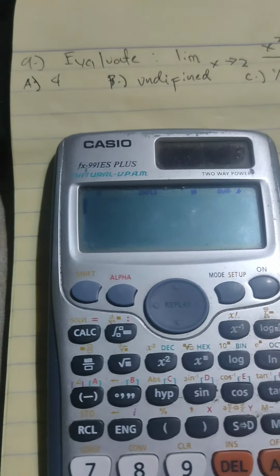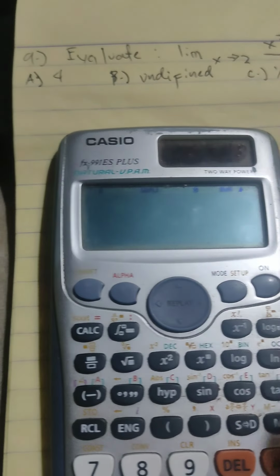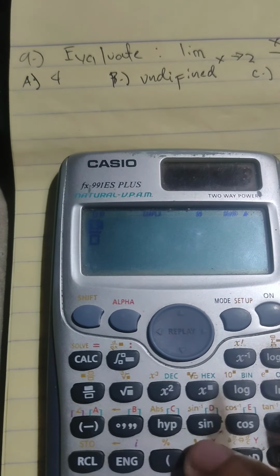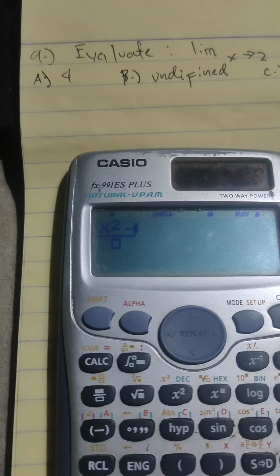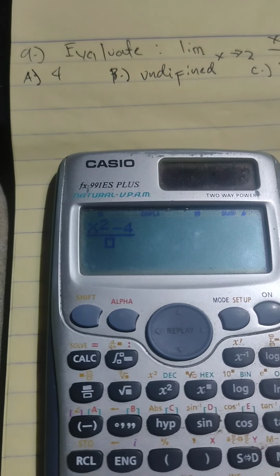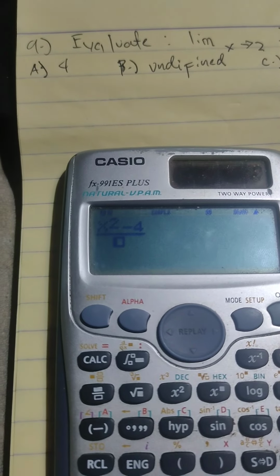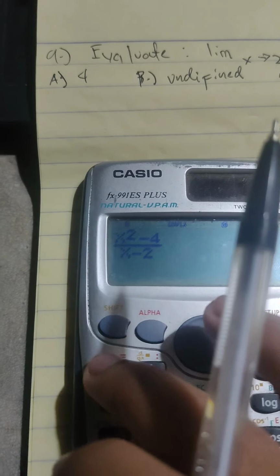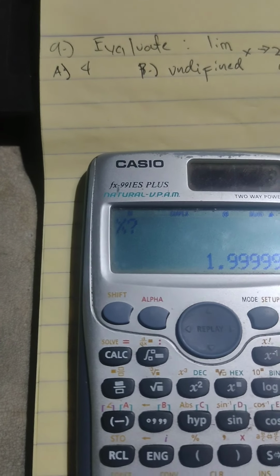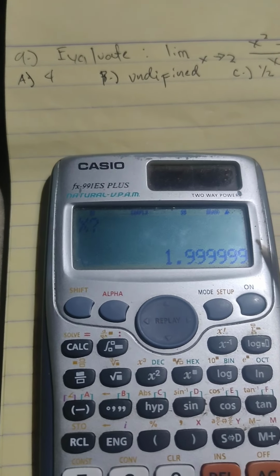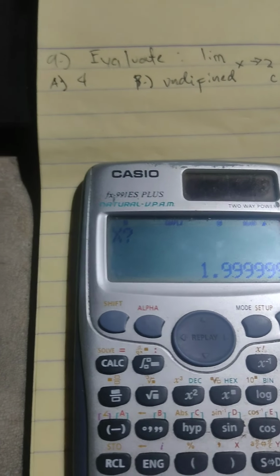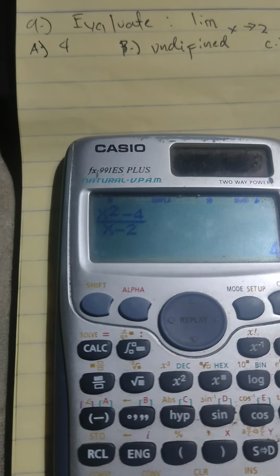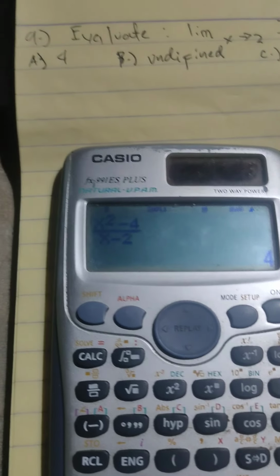So in number 9, evaluate the limit of x squared minus 4 all over x minus 2. So first thing we need to do is rewrite the equation in the calculator. So alpha x squared minus 4 all over alpha x minus 2. So CALC, then we will write a number that is close to 2, so 1.9999999. So the answer would be 4, which is letter A.